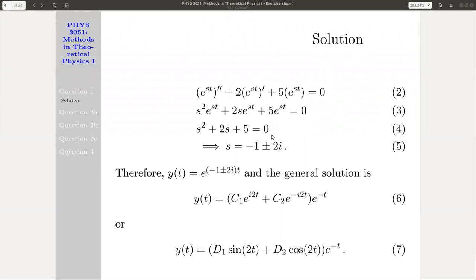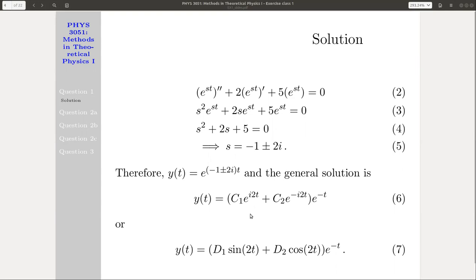Then you just solve for s, and the solution will be -1 plus or minus 2i, and therefore the solution will be e to the power of (-1 plus or minus 2i)t. Because either of the solutions is possible, the general solution of this differential equation is a linear combination of these two solutions. So we have C1 and C2 here.